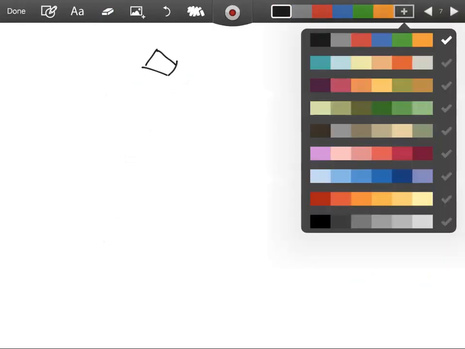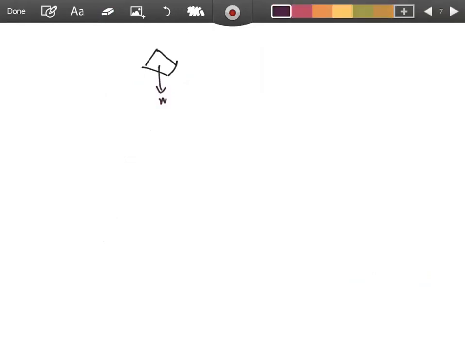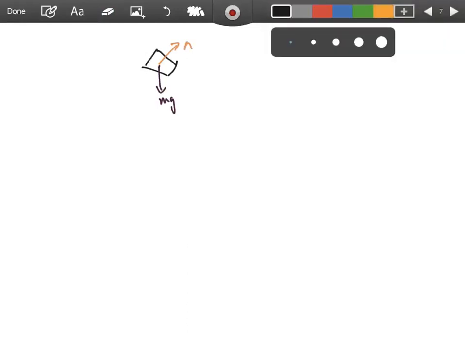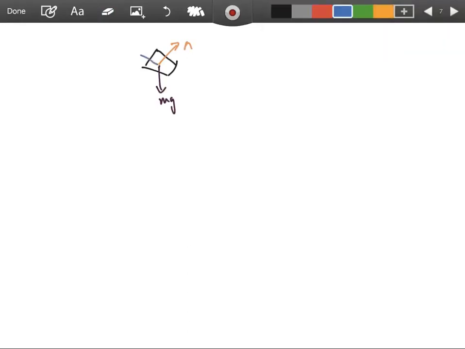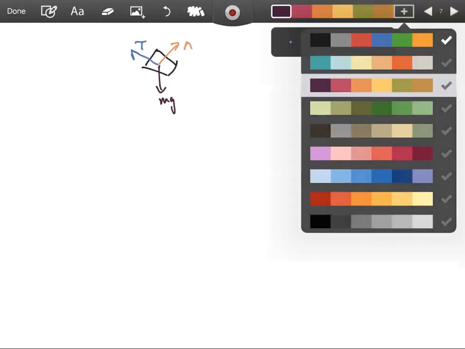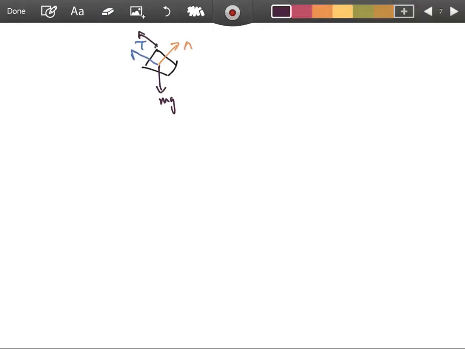So let's do that. From here, I now have, what? We still have mg downward. So here's mg. We still have our normal force in this direction. But now we have our tension force, which is now up the plane. And we know our acceleration, a prime, is also up the plane.